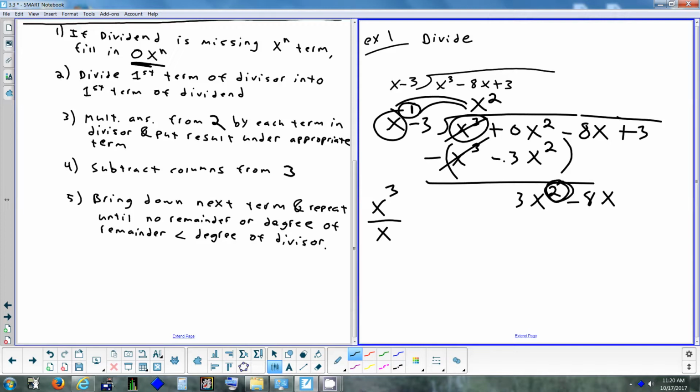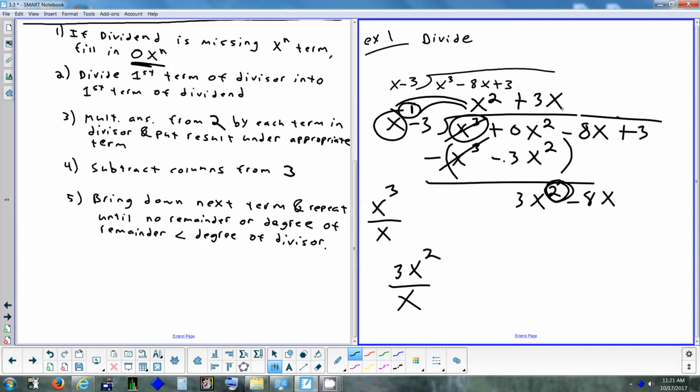Okay, so now repeat it. Take the first term of your divisor and divide by the first term of your dividend. So now it's 3x squared divided by x. 3x minus 8x. 3x. Yep. So yeah, it would just be 3x.